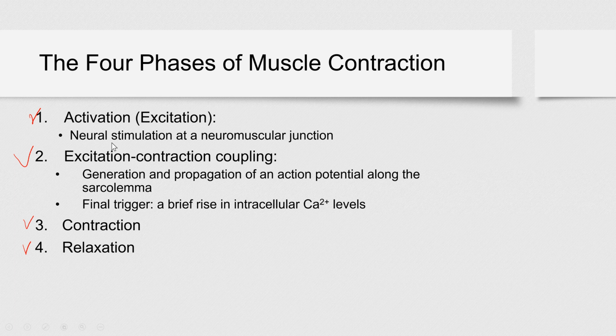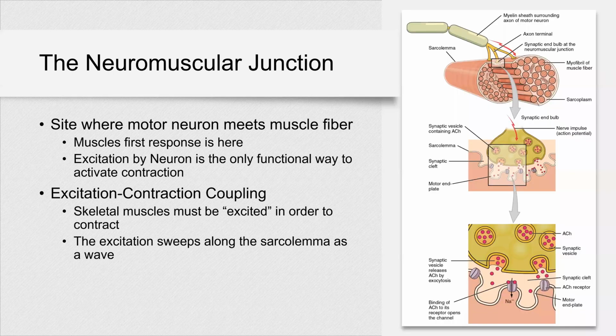Now, activation is neural stimulation at a neuromuscular junction. We will look into detail of this activation process. Excitation contraction coupling is generation and propagation of an action potential along sarcolemma. And final trigger is a brief rise in intracellular calcium level. And then sarcomeres will shorten, muscle will contract, and then muscle is relaxed, right?